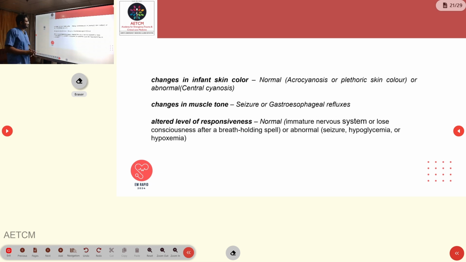So the next one, changes also seen in infant's color, that can be normal or pathologic. The normal ones include acrocyanosis and plethoric skin color, and abnormal includes central cyanosis. Then change in muscle tone, that can be because of GERD or else because of seizures. Then altered level of consciousness can be normal, that is like immature nervous system or loss of consciousness after a breath holding spell by the babies, or else it can be an abnormal event like seizure, hypoglycemia or hypoxemia.